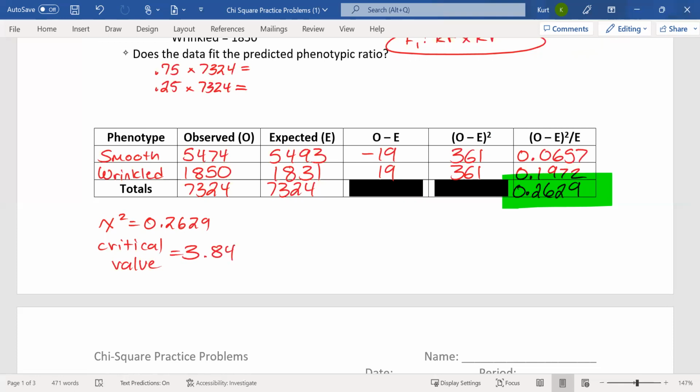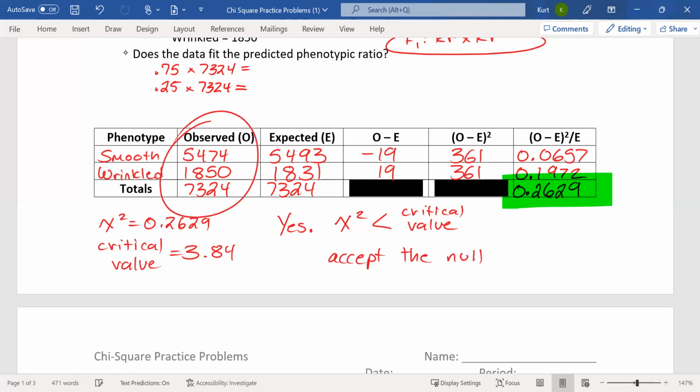Does the data fit the predicted phenotypic ratio? Yes. Chi-squared is less than the critical value. In this problem, would you accept or reject the null? You accept it. So when you accept it, what you are saying is that this observed outcome is statistically possible to happen by pure chance. There's nothing directing that outcome. There's nothing behind the scenes that's moving the parts. This is all just totally random.